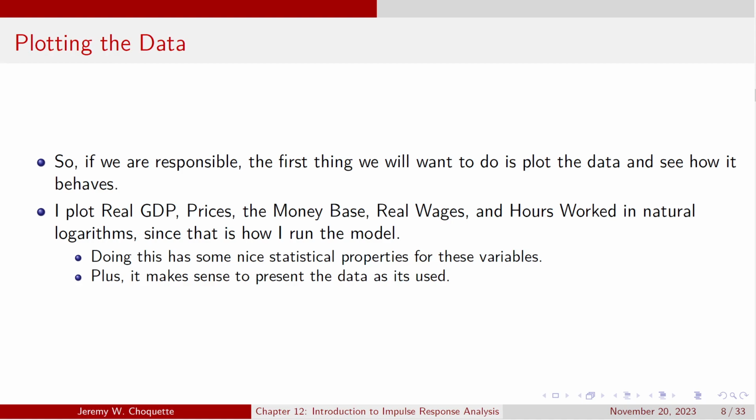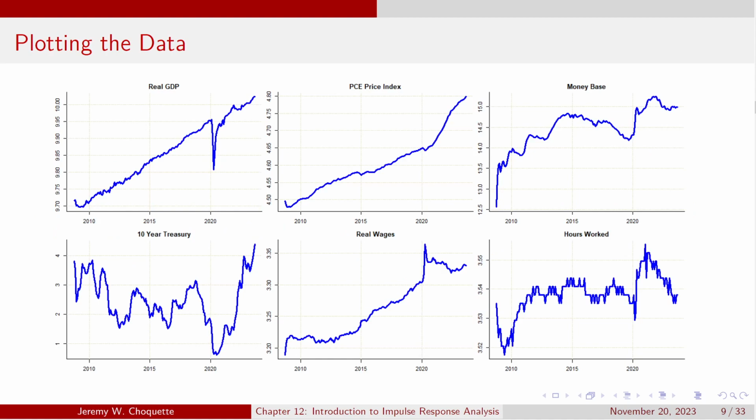So now, if we're going to be responsible researchers here, the first thing that we're going to want to do is plot the data and see how it behaves. So I plot the data out, and I plot a lot of them out in natural logarithms. Real GDP, prices, the money base, real wages, and hours worked are all plotted out in natural logs. It gives us some nice statistical properties for these variables, and it makes sense to present the data as it's used in this way. So this is all the 6 variables that I've got. 5 of the 6 are expressed in natural logarithms. And this is what we got. So these 6 variables are what we use.